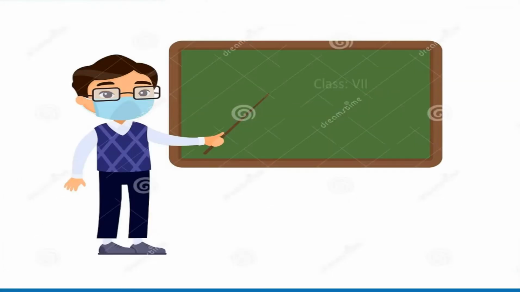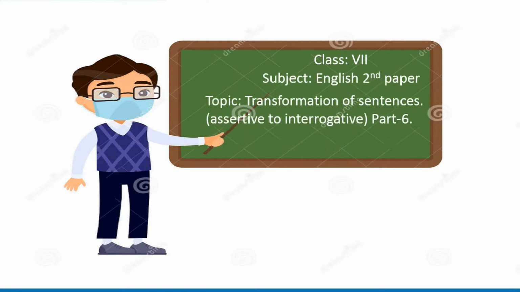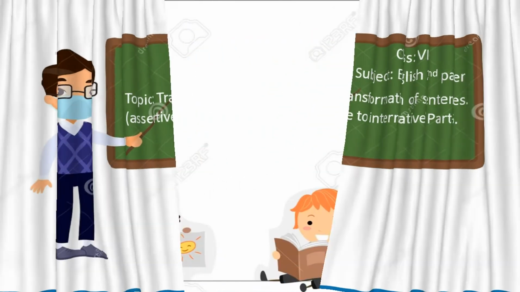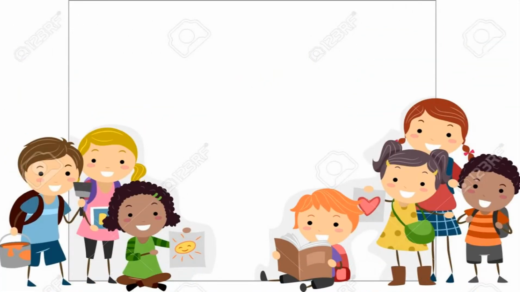Welcome to my class. This is for class 7, subject English second paper, topic transformation of sentences, that is assertive to interrogative sentence, part 6. In our previous lecture we covered assertive to interrogative in part 5, where we learned some rules. Now we will learn the rest of the rules to change an assertive into an interrogative sentence.